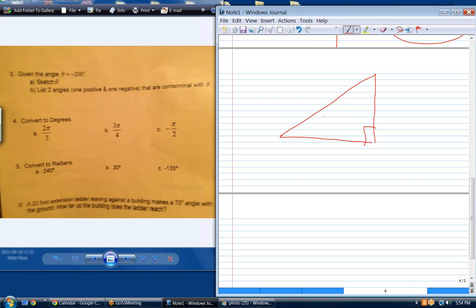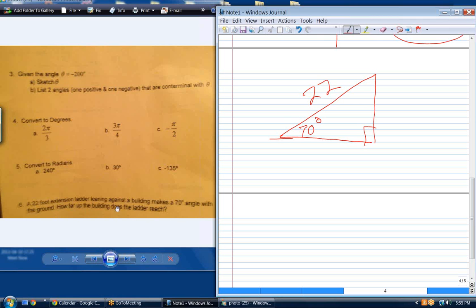What is 22 feet? Which part of this right triangle measures 22 feet? The hypotenuse. Okay. Where's the 70-degree angle? In theta. Which, lower left or upper right? Oh, lower left. So that's 70 degrees, because it says the ladder makes a 70-degree angle with the ground, not with the building, but with the ground.